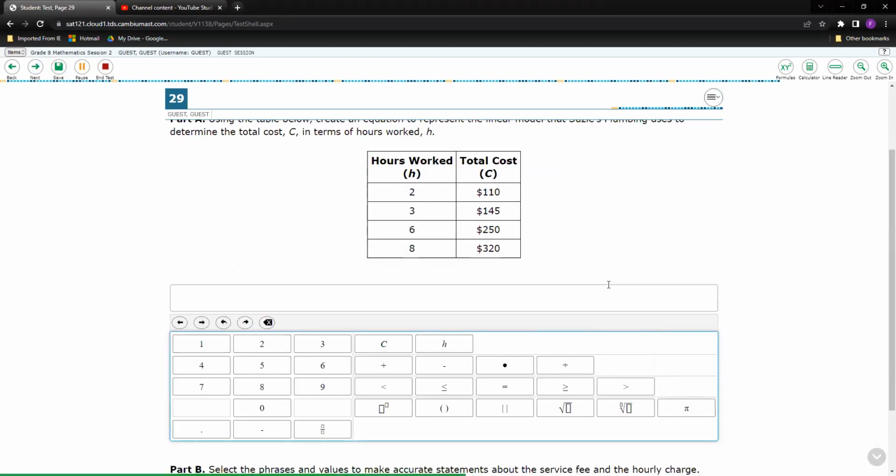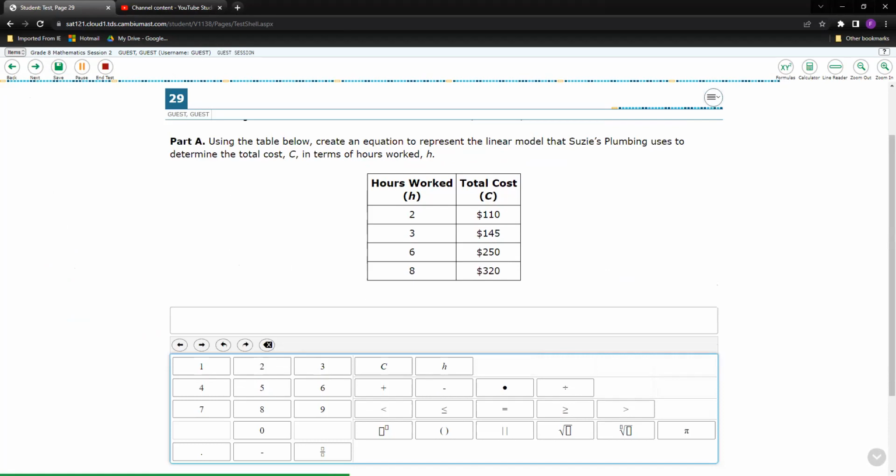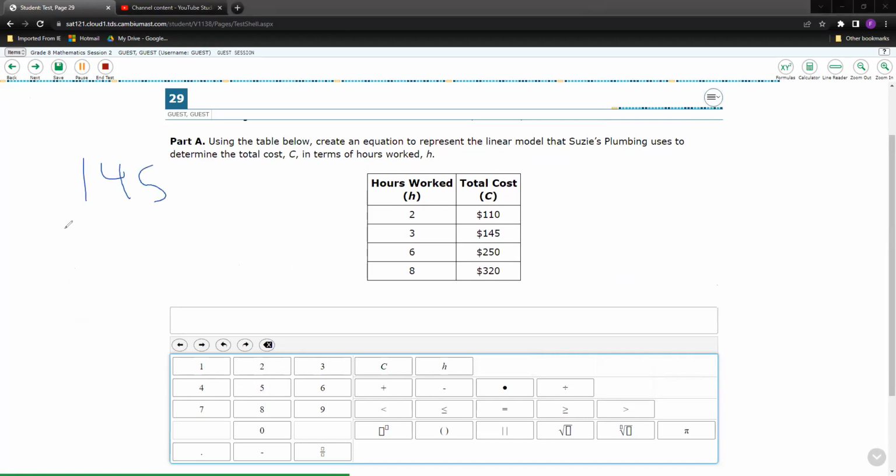Okay. Again, what is the difference between 110 and 145? That's 35. And 3 minus 2 is 1. So it's 35 over 1.